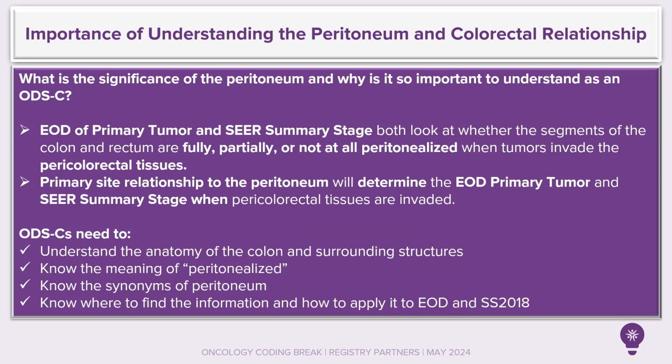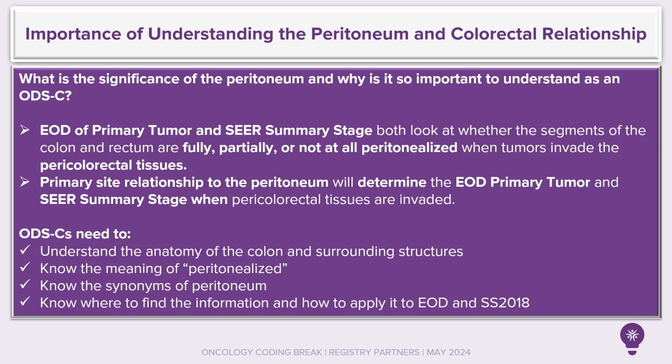So with that, what is the significance of the peritoneum and why is it so important for us to understand as registrars? Well, EOD and SEER Summary Stage both look at whether the segments of the colon and the rectum are either fully, partially, or not at all peritonealized when tumors do invade those pericolorectal tissues. The primary site's relationship to the peritoneum will determine the EOD and SEER Summary Stage.